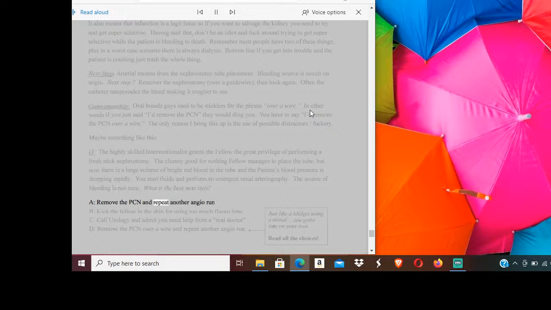A. Remove the PCN and repeat another angio run. B. Kick the fellow in the shin for using too much fluoro time. C. Call urology and admit you need help from a real doctor.